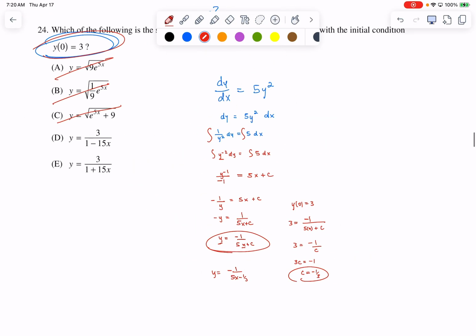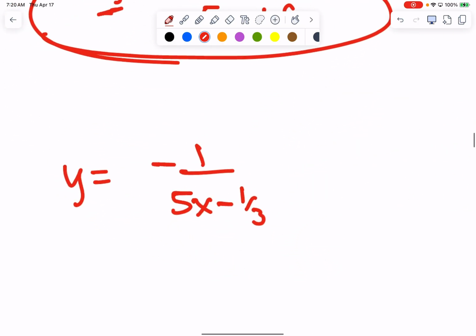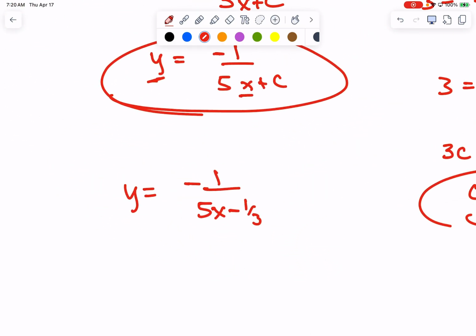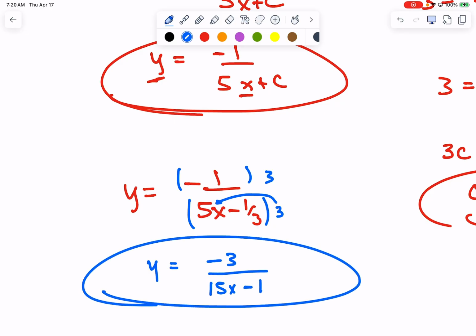I don't see that answer. So probably what they did is they cleared out the fractions. How can you clear the fraction out of a fraction? Just bring it to the top. Multiply by 3 on the bottom and multiply by what on top? 3. You've got to multiply by the least common denominator. We've done that before. You multiply top and bottom by the least common denominator. So I'm going to get y equals negative 3 over, if you distribute this, you'll get 15x minus 1.